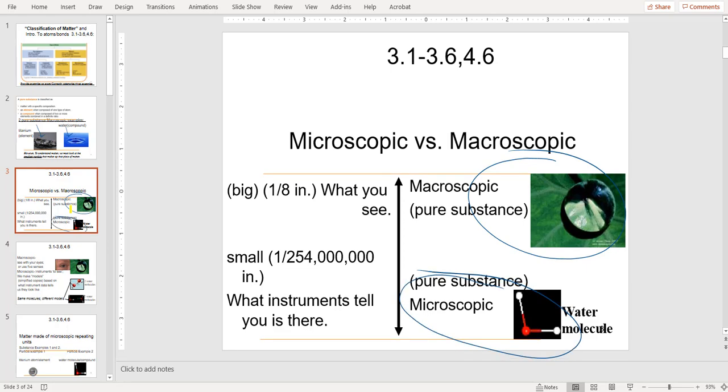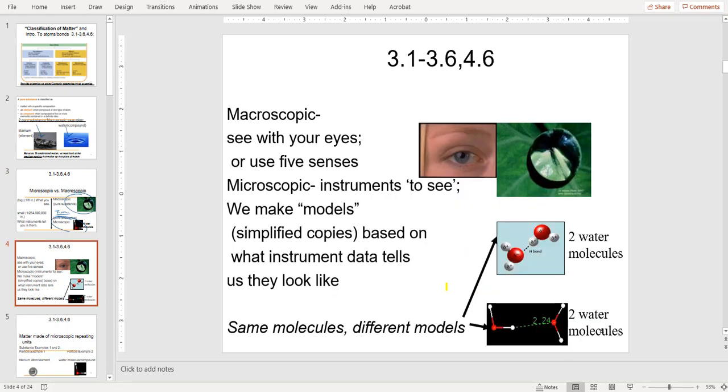Now here's the thing. Particles such as water molecules are so small that we don't really know what they look like. We have to use instruments, and they kind of interpret what they look like. So what we like to do is we like to create simplified copies of the actual species, what we call models. So that's a little deep, so let me give you an example.